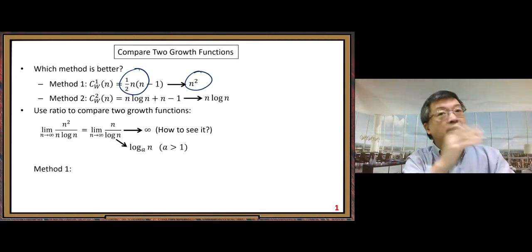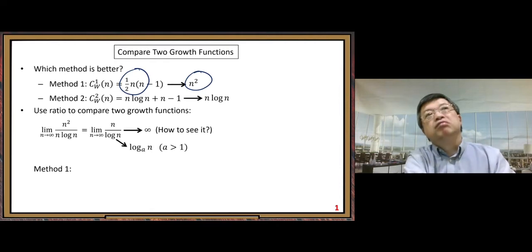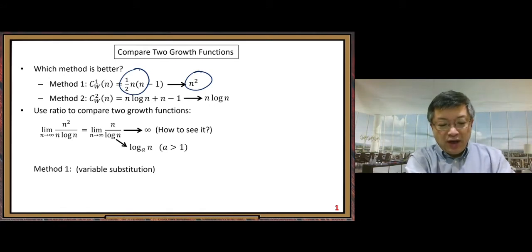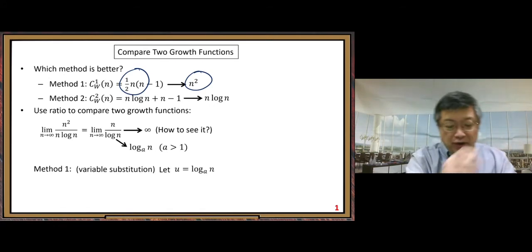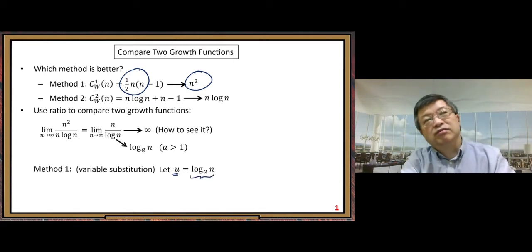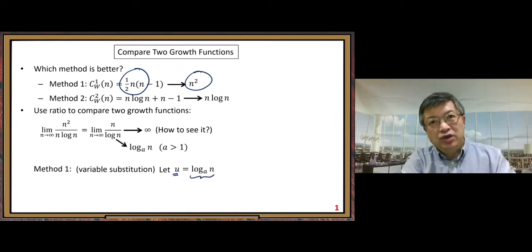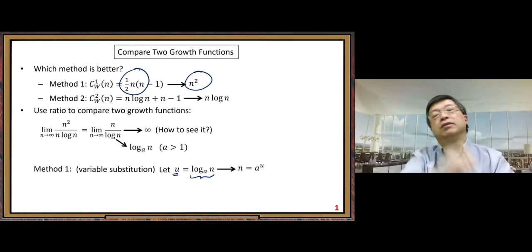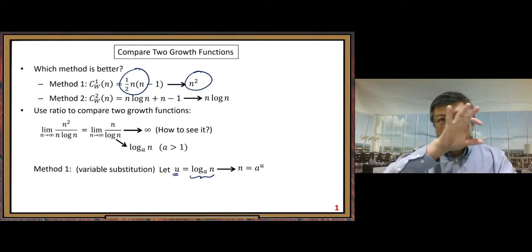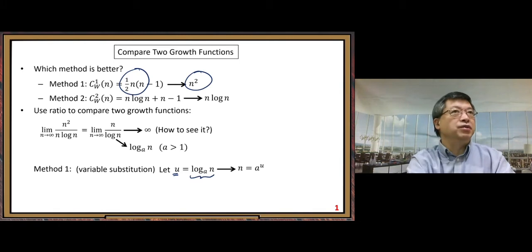Method 1, we do variable substitution. Sometimes we can see the picture better with the variable substitution. Here, let us use a new variable u to represent that log function, because if we do this substitution, then we can get n equals a to the uth power. In this way, we change the form of the ratio.